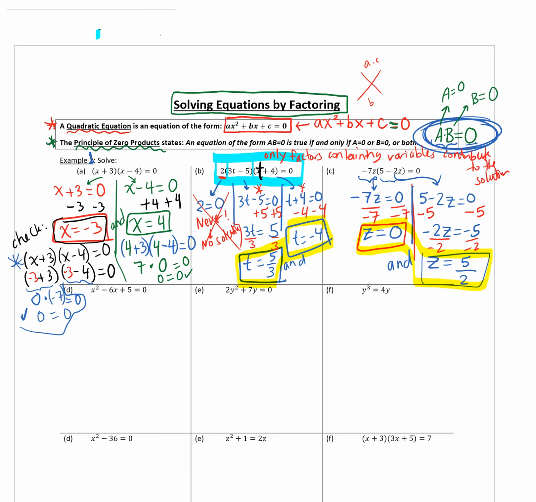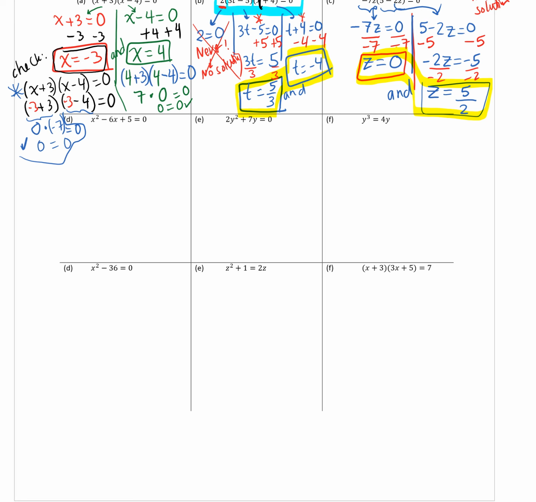Although you notice that they're taking the training wheels off here, sort of. Because in part D here, they did not factor it for us. In all the other parts, someone's already factored what was on the left side of the equation. So now it's our job to first factor it. Because you can't use the zero product property until the left side of the equation looks like two things being multiplied. But notice that the left side of our equation is not two things being multiplied, it's three things being added or subtracted. It's x squared, subtract 6x, plus 5.